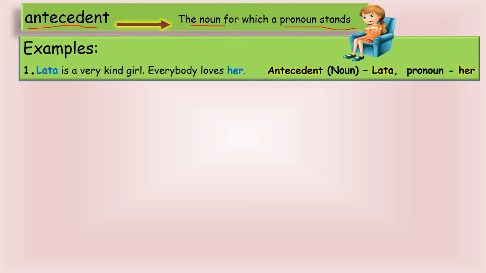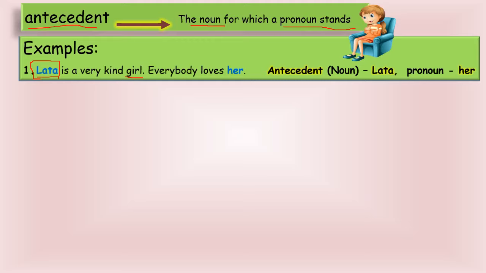Lata is a very kind girl. Everybody loves her. So, what are the nouns in the first sentence? Lata and girl. Lata is a proper noun. Girl is a common noun. So, who is this girl? Lata is this girl. Who is the kind girl? Lata is a kind girl. So basically we are talking about Lata. And everybody loves her.